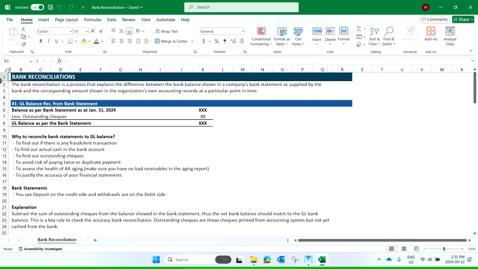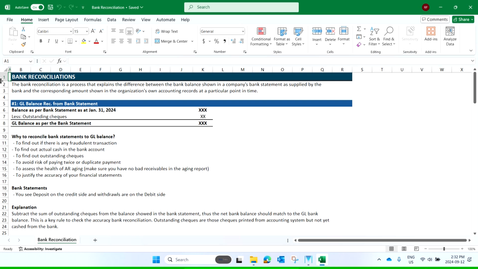And then they come to the GL, which is just your general ledger account. It's a home for any banking transaction you do, and that GL account will hold all those transactions. So then what you do is you look at the outstanding checks and you deduct outstanding checks from the bank statement. Then that's the balance you should see, your GL balance. If you don't see that, then it's a problem. It's a real problem. You need to find out.